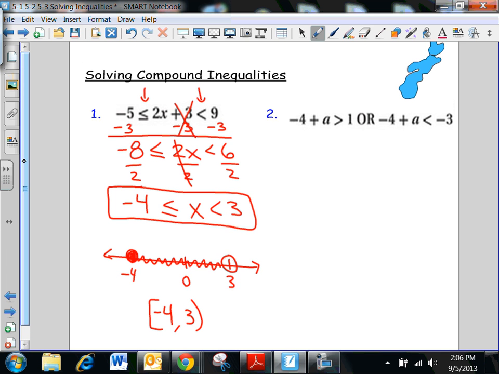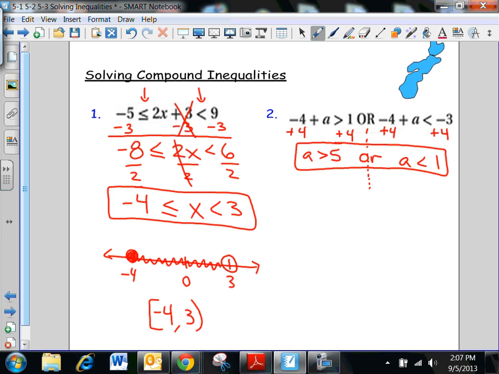Okay, example number 2. On example number 2, I actually have to do 2 separate problems. So on the left-hand side, I'm going to start by adding 4 to both sides. I would get A is greater than 5. That would be one solution. I would always write "or" in the middle. And on the right-hand side, I'm going to add 4 to both sides as well. So I would get A is less than 1. So my entire answer is A is greater than 5 or A is less than 1.